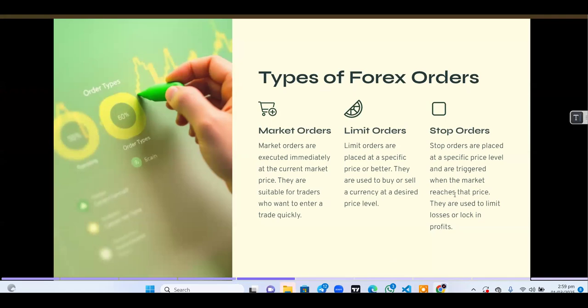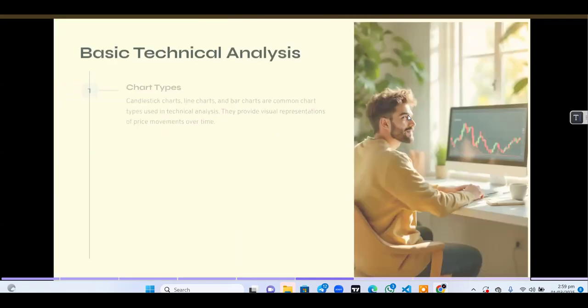Stop orders are used to limit losses or lock in profit. So that is the difference between limit orders and stop loss orders, as well as market execution. Very, very important. Let's move on.